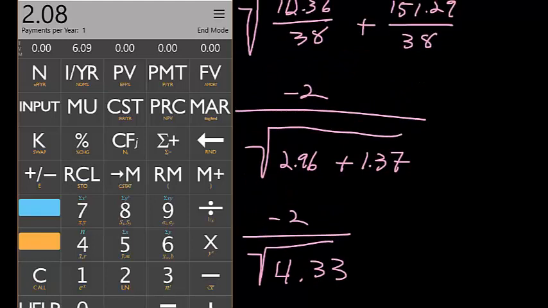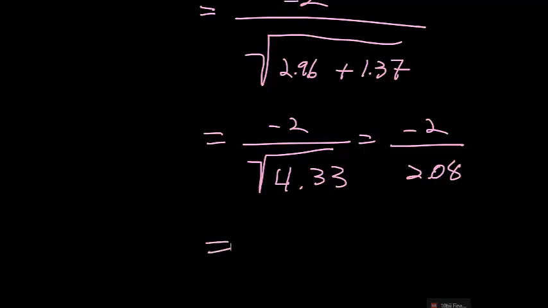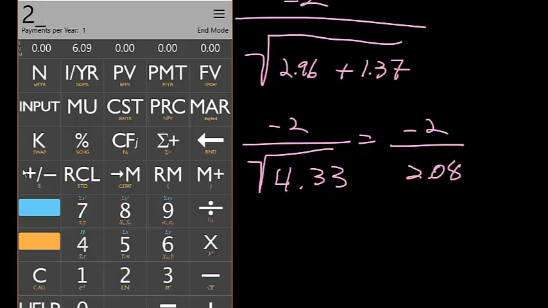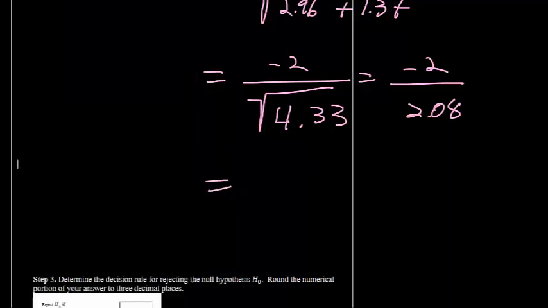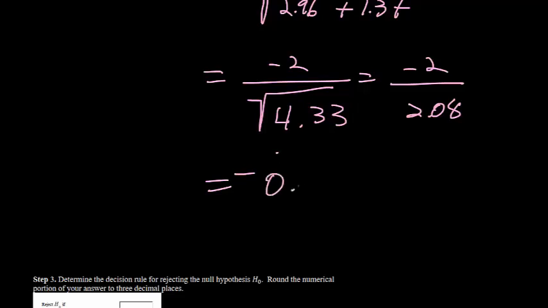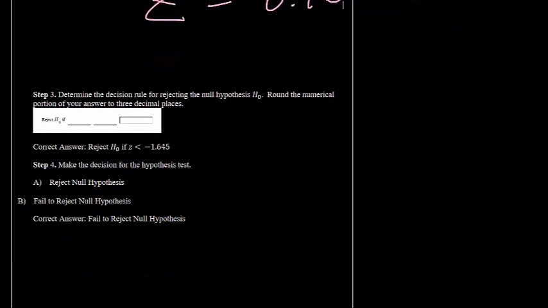Stupid mouse. Sorry, that one's on me. So this is equal to negative 2 over 2.08. And that finally should be something just close to 1. Negative 2 divided by 2.08 is equal to negative 0.96. So our t is equal to negative 0.96. Our z is equal to negative 0.96. All right, this is determine the decision rule.